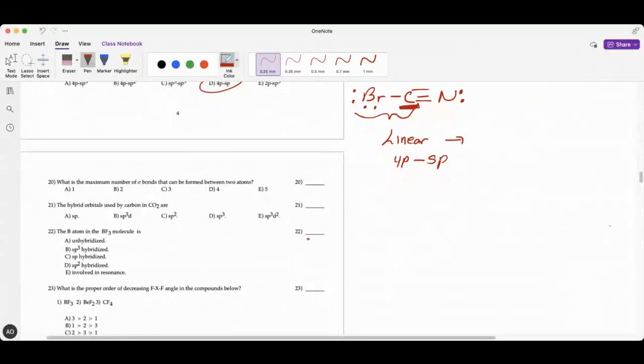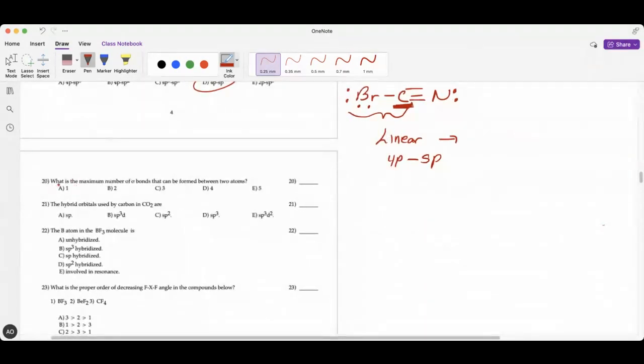What is the maximum number of sigma bonds that can form between two atoms? Is it A? Yeah, just one. So you'll never have more than one sigma bond form between two atoms. You could have a double bond where you have one sigma and one pi bond, or a triple bond where you have one sigma and two pi bonds, but you'll never have more than one sigma bond between two atoms.